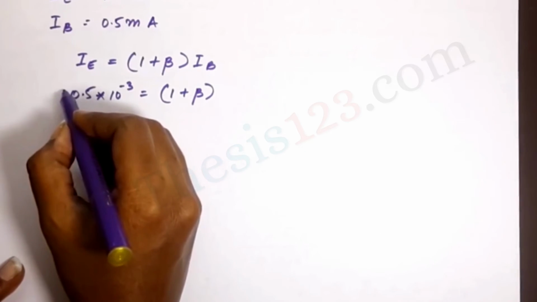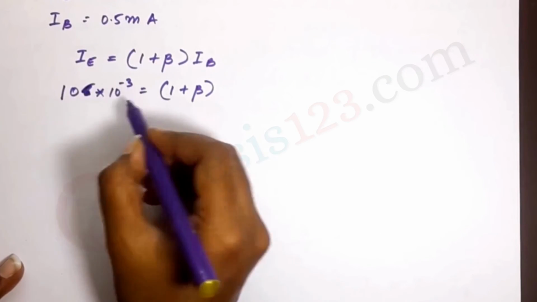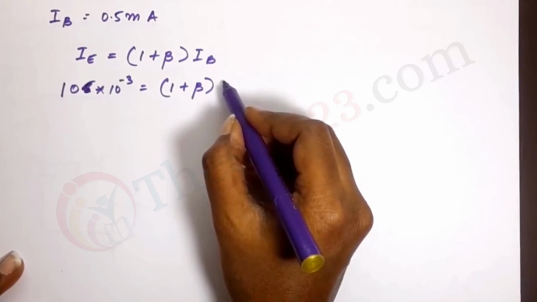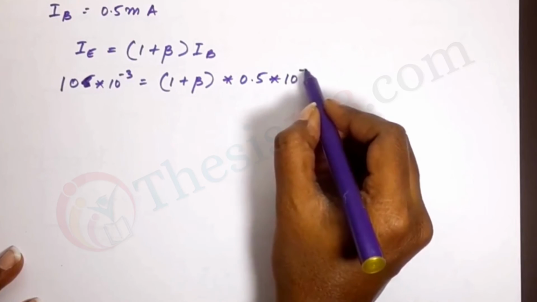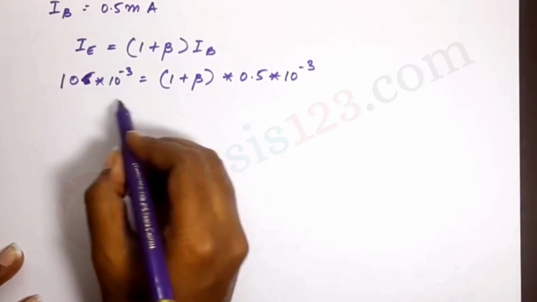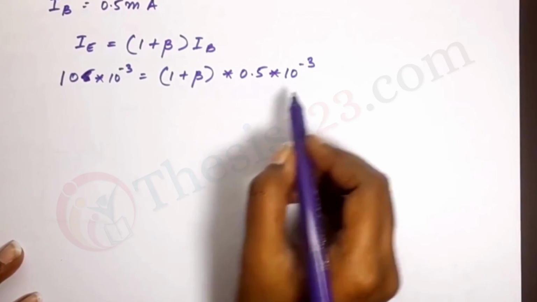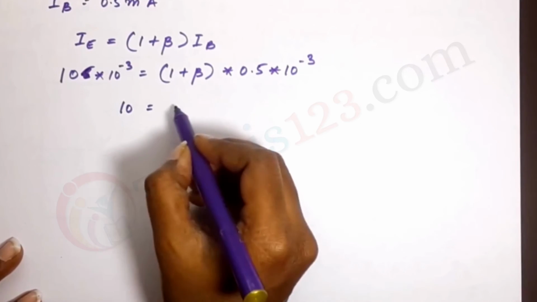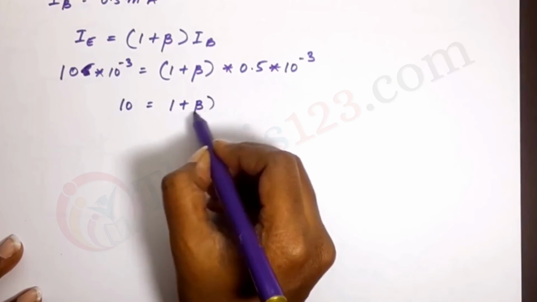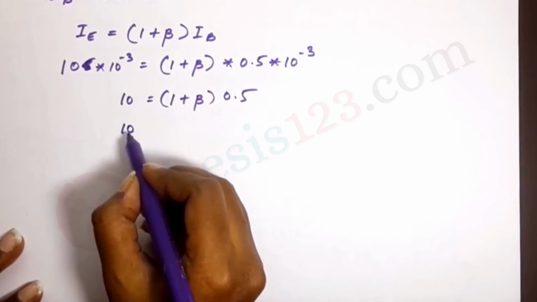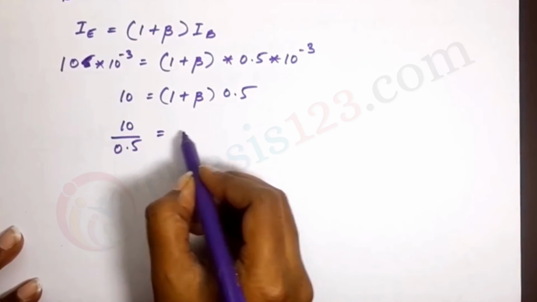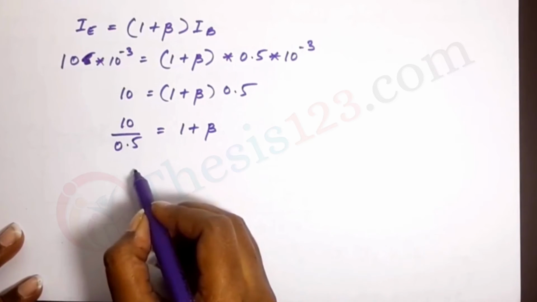Oh, I'm sorry, I made a mistake here. That's 10 into 10 power minus 3. And here we have 0.5 into 10 power minus 3. So we can remove the 10 power minus 3 on both sides, and we'll be left with 10 is equal to 1 plus beta into 0.5.